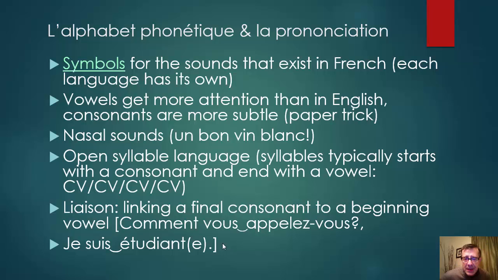Those four nasal sounds, careful with those, practice those especially. And here's a little phrase to help you remember all four nasal sounds right there. So un bon vin blanc. Do you know what that means? A good white wine, right? So when you say un bon vin blanc, you're actually using all four nasal sounds. Un is the first one, on is the second one, un is the next one, and on is the last one. Un bon vin blanc. So now you know how to order a good white wine, right?